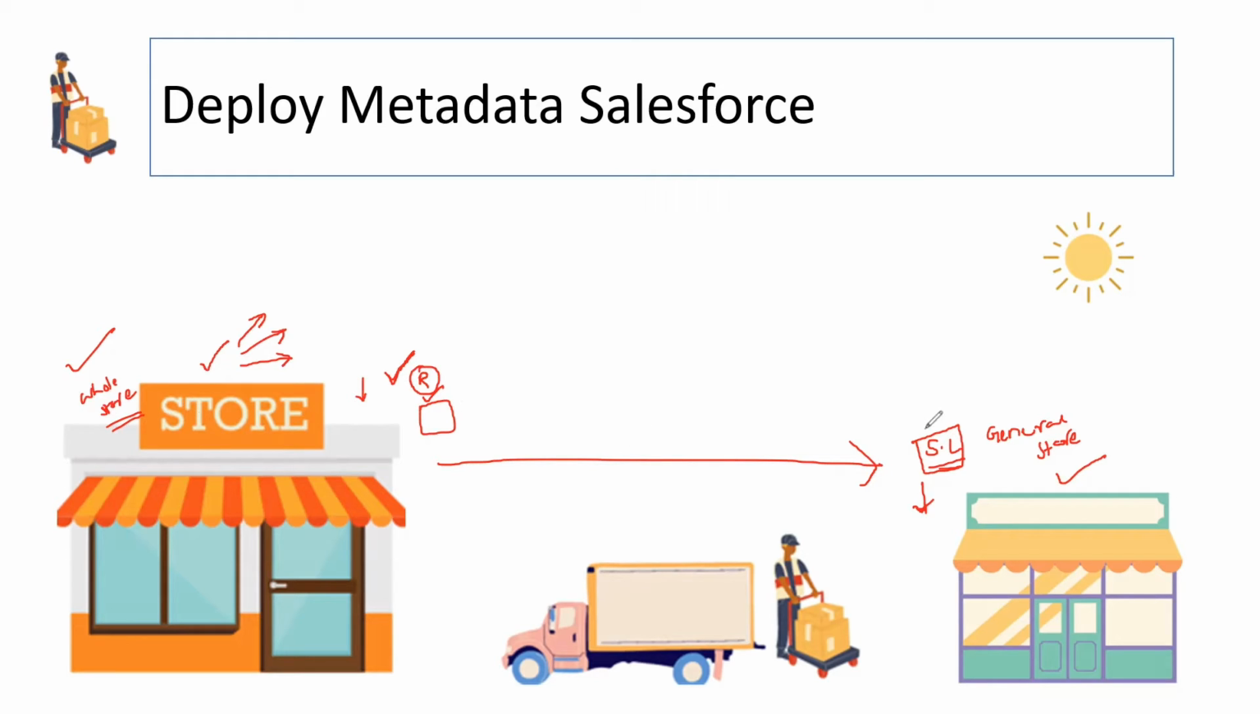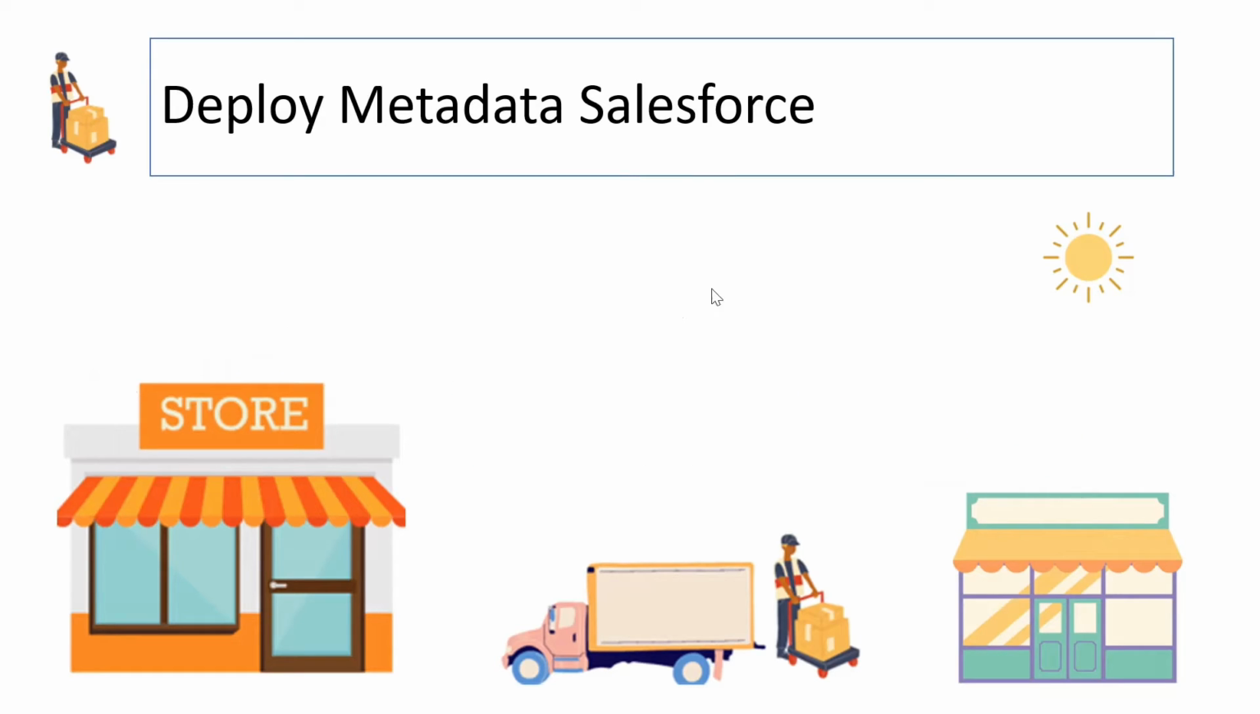What should the shop owner of this general store do? He or she has to get that content from there and arrange it in their own shop. So this process of taking those items from that store and arranging them in their general store is nothing but your deploy. The items that are being taken from the store are being deployed to this general store. So if you have understood this example, it is pretty easy to understand your deploy also. Whatever we have discussed in your retrieve, the opposite of that is your deploy.